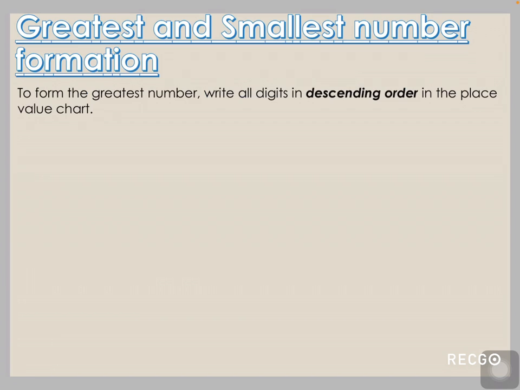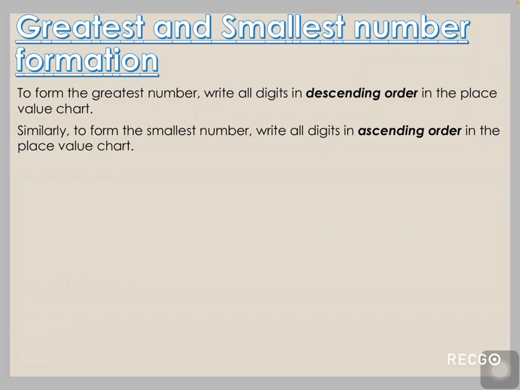So that way you will go from bigger to smaller, and whatever number you get, that is your greatest number of that many digits. Similarly, if you are asked to form the smallest number using the digits, you just place them in the place value chart, but this time you arrange them in ascending order, the smallest digit first, then greater. Clear? Let's take an example to make it more clear.